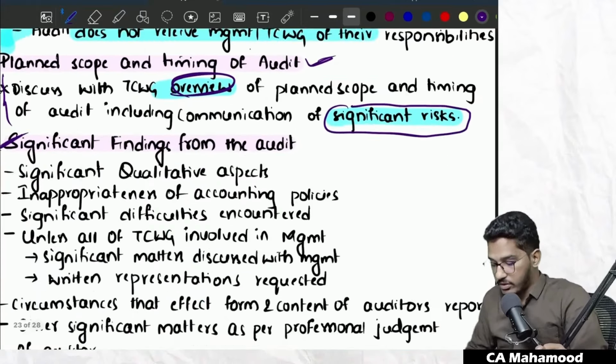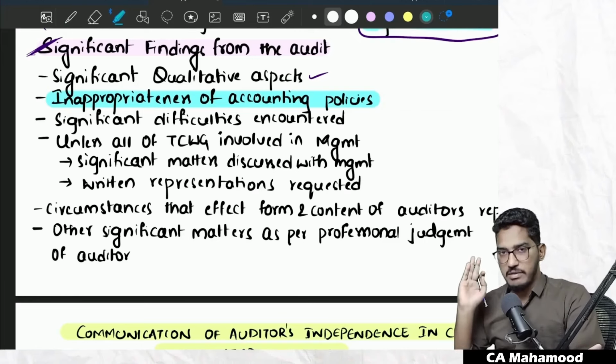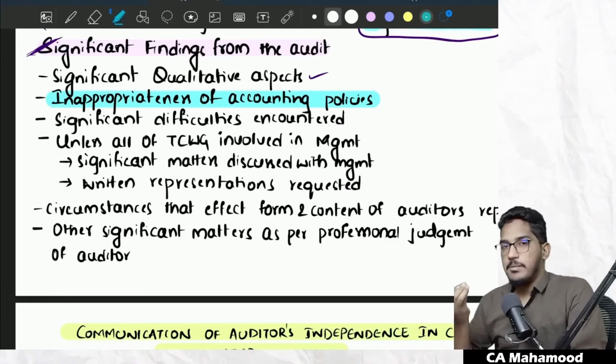So what kind of significant findings will you communicate with those charged with governance? For example, if you found any significant qualitative aspects, if you have any observations regarding accounting policies, you will try to communicate. Number two, inappropriateness of accounting policies. If you came to know that the management is following a certain accounting policy which is suitable as per the applicable financial reporting framework, but you feel it is inappropriate.